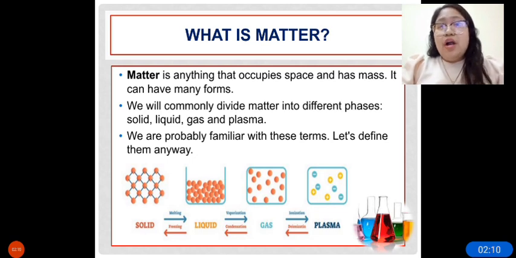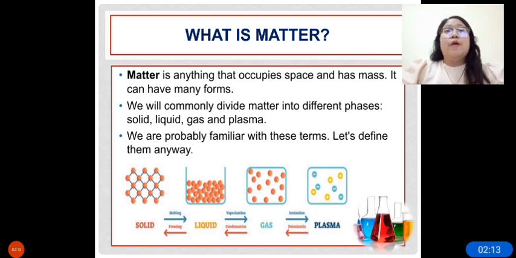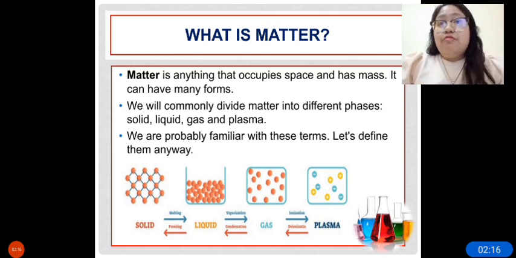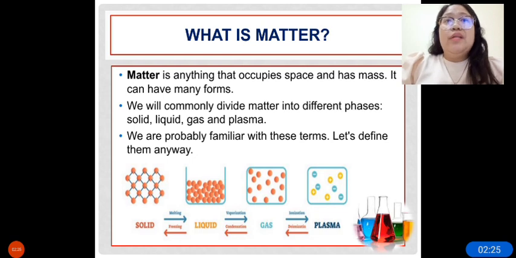In a solid, particles are closely packed together in a fixed shape. So let's think of a rock or a piece of wood. These are examples of solids. Now, in a liquid, particles are slightly more spread out compared to a solid, and liquids can take the shape of their container. For example, water and oil are examples of liquids. Now, in a gas, particles are widely spread out and fill their container. The air we breathe is an example of gas.